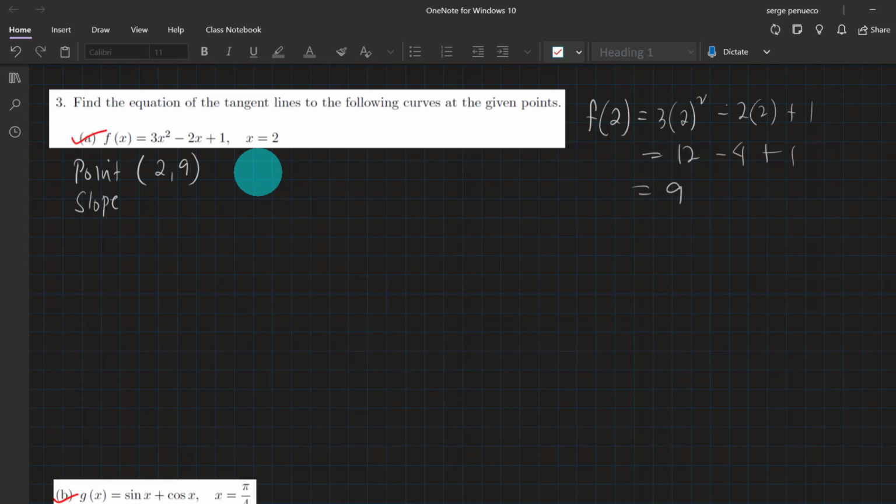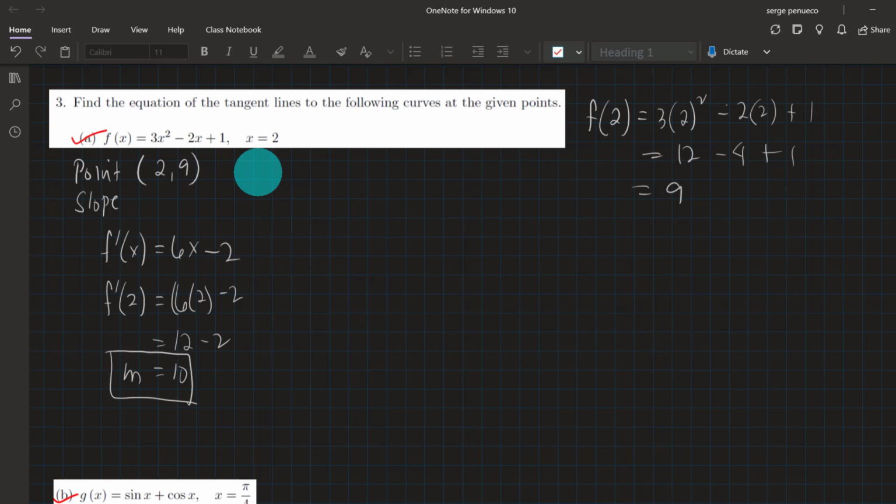Ayan. Then, to get the slope, kailangan natin kunin yung derivative ng function. Okay? So, derivative of the function and then isa-substitute natin yung value ng x. So, kunin natin yung f prime of x. So, f prime of x is 6x minus 2. Okay? So, this is the derivative of f of x. Then, isa-substitute lang natin yung value ng x dito. So, f prime of 2 is equal to 6 times 2 minus 2 is equal to 12 minus 2 equals 10. Now, this is our slope. M is equal to 10.